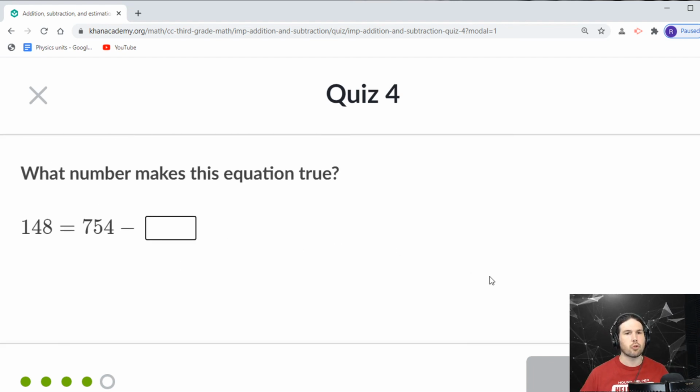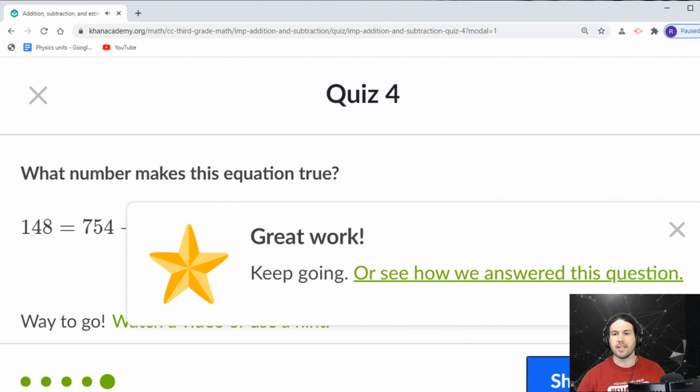All right, we are subtracting 150, which gives us 604, but we subtracted by 2 too many. So instead of 604, we're going to have 606. And that is quiz 4.